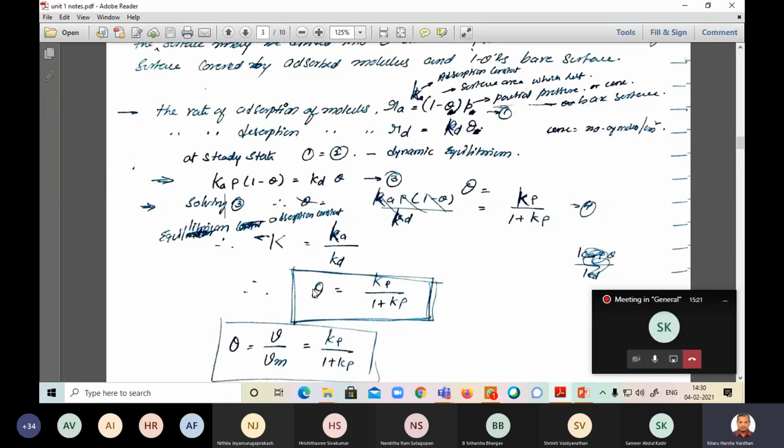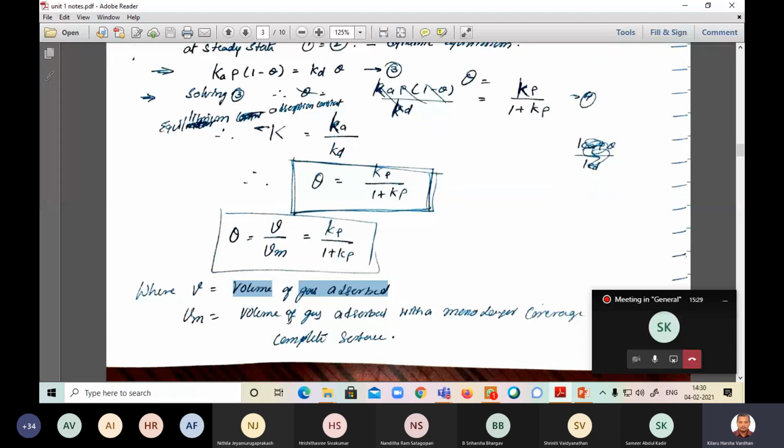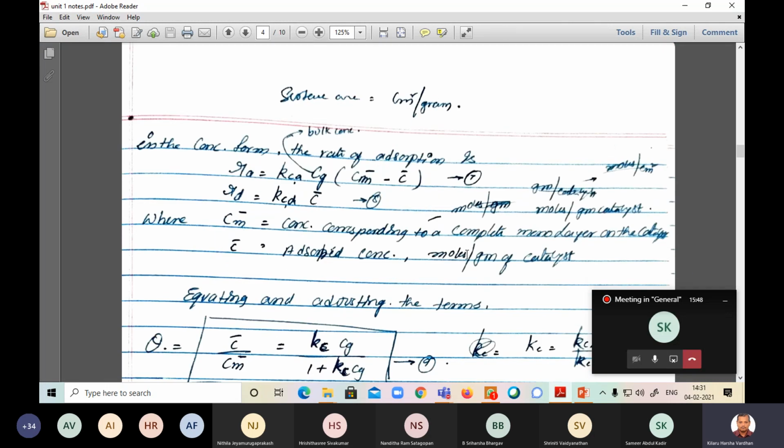So theta can be written as V by Vm. What is V? V is the volume of the gas adsorbed, and Vm is the volume of gas adsorbed with the monolayer coverage. This is actually the theta. So theta can be written as V by Vm is equal to Kp by 1 plus Kp. Right? This you might have already studied in your physical chemistry. Not much is required here.